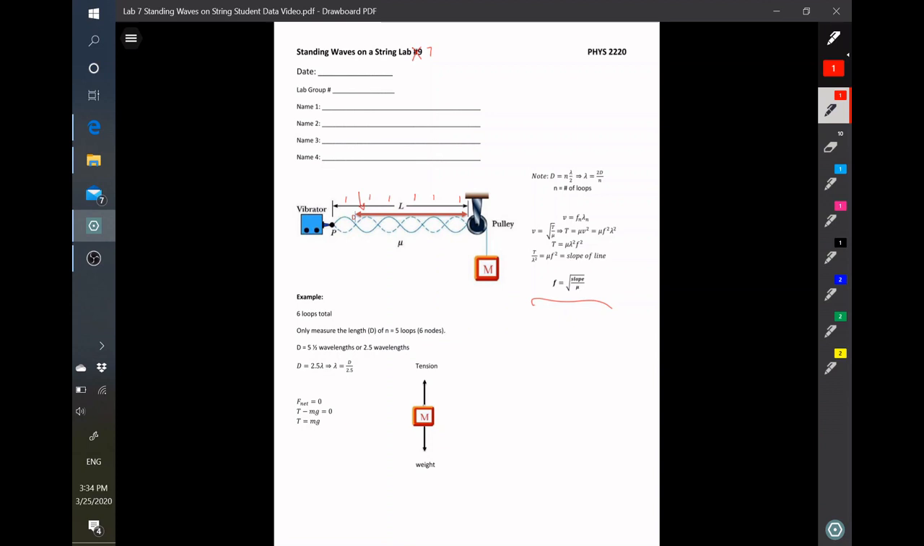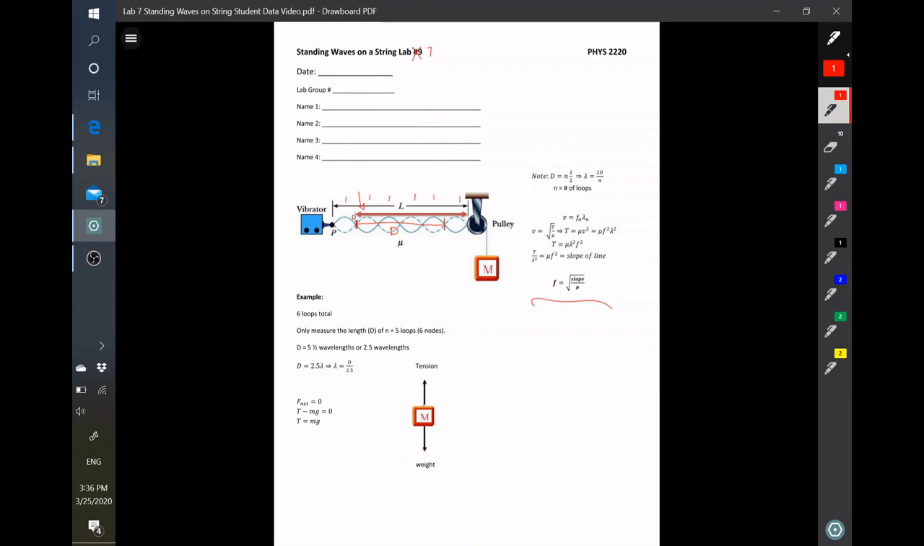Now, when we made the videos, we actually made a mistake, and we only measured the length of, in this case, 4 loops. So the D that we are using actually represents only the middle loops. We actually skipped the left and the right loops.